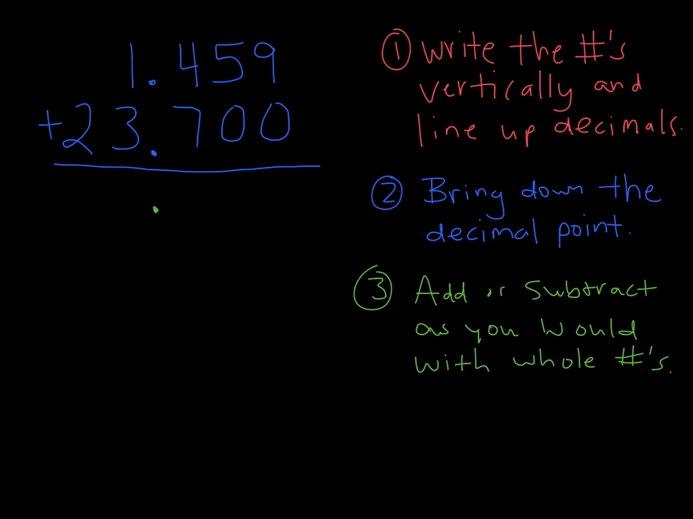So 9 plus 0 is 9. 5 plus 0 is 5. 7 plus 4 is 11, so I have to carry my 1 up here. Then I have 3 plus 1 is 5. And then 2 plus 0 is 2. So I should come up with an answer of 25 and 159 thousandths. Some people refer to it as 25.159, but we need to read it as we would with decimals, and this is how you do it, 159 thousandths.